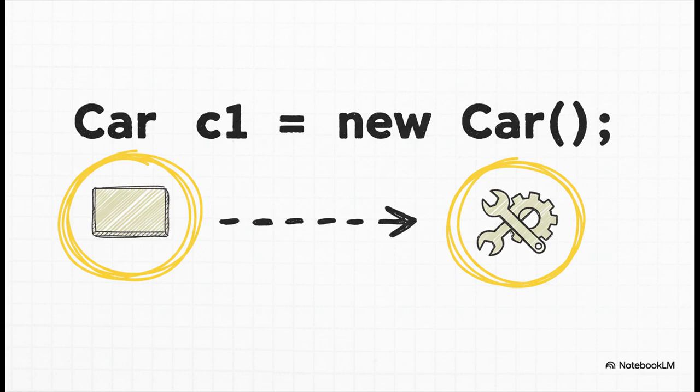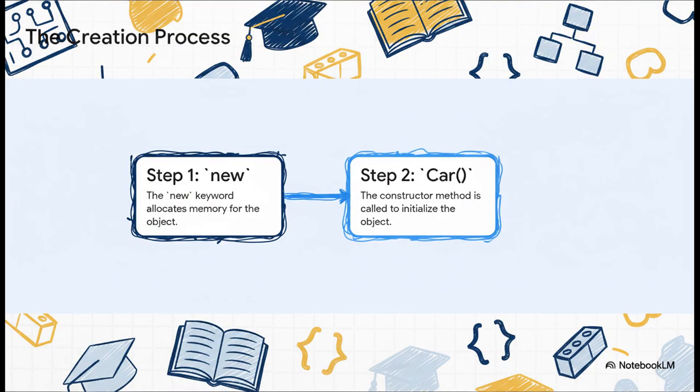But there are actually two totally distinct and crucial things happening here. First up, that new keyword tells the system, hey, go carve out a piece of memory for our new car object. Then, immediately after that, the Carro method, that's our constructor, is automatically called to get that new object ready for action. It's like a two-step dance that happens in a flash, every single time.